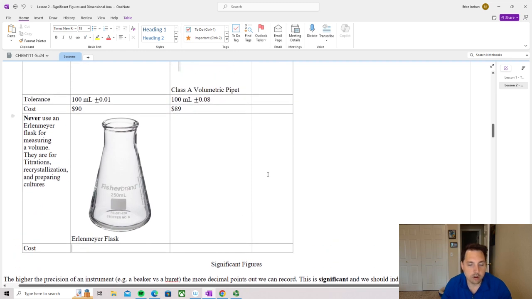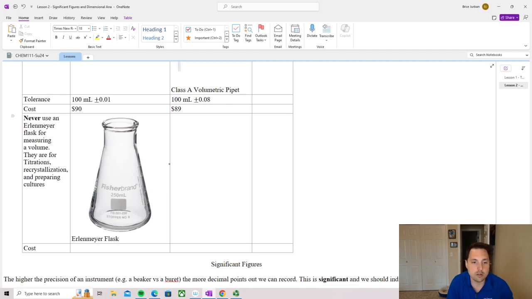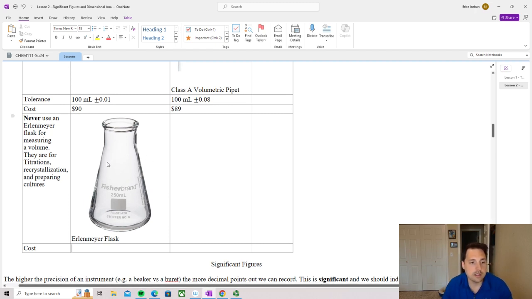There is one other type of volumetric flask, not volumetric flask, but flask that contains volumes. It's called the Erlenmeyer flask. It may have a component here that connects to a vacuum, but these are never for using to measure a volume. Because they're sloped, it's hard. You'll see here it says approximate volume.